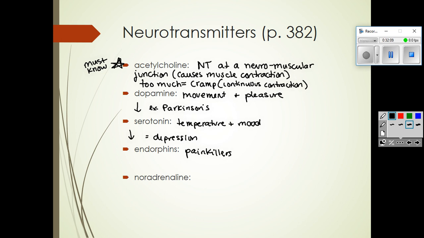Now, if you don't have enough endorphins, of course, your sensation of pain would be increased. But if you look in the book, a decrease or a lack of endorphins has been linked to alcoholism. And the last one, noradrenaline, is the same thing as norepinephrine.